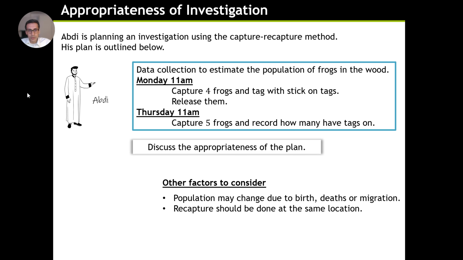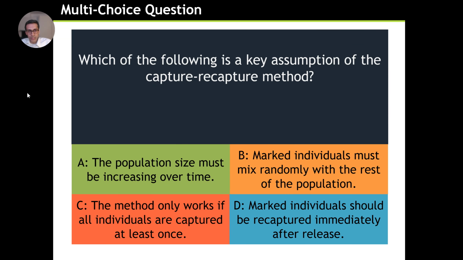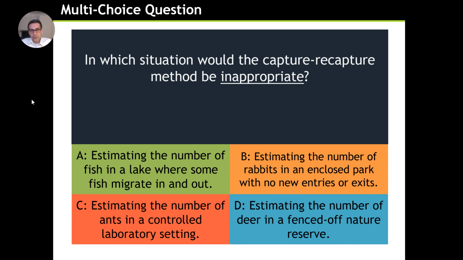So we'll try some multiple choice questions here. Which of the following is a key assumption of capture recapture method? Pause the video and I'm going to show the answer in 3 seconds. Okay, so the answer here is B. I'm not going to go into too much detail about why. Okay, next question. Pause the video and have a go.